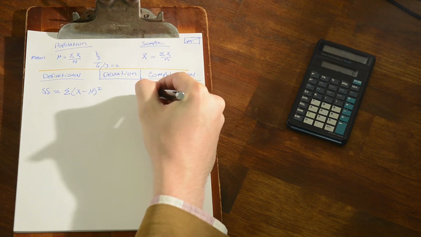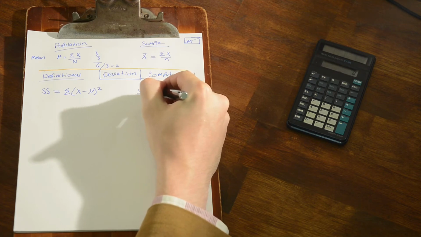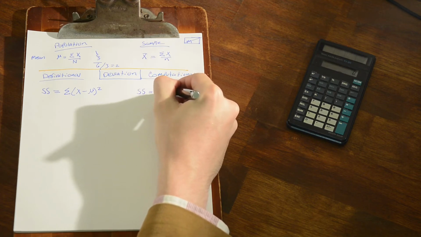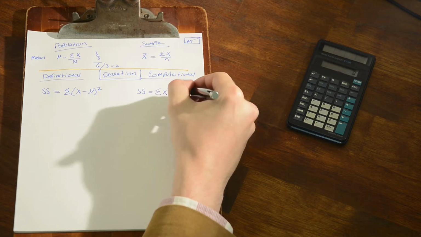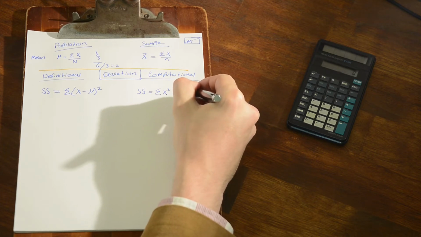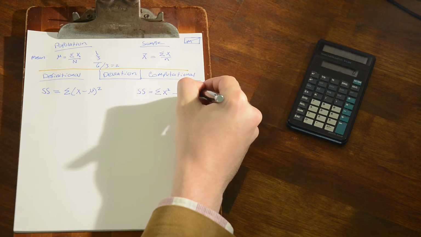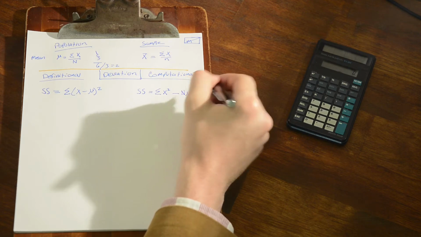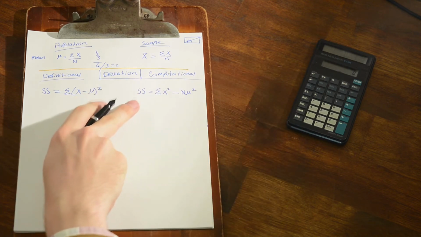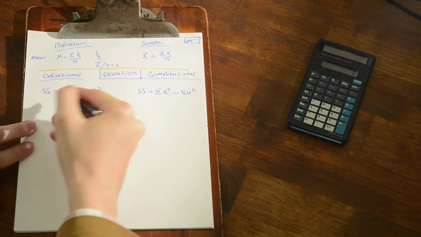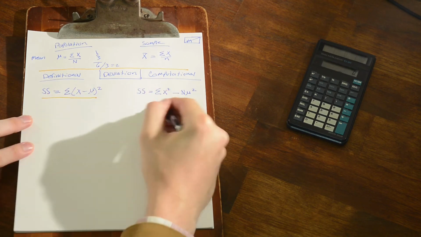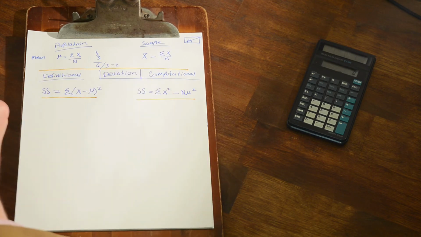For our computational formula, we use a slightly different set of symbols. So sum of squares is equal to the sum of x squared minus n times the mean squared. These will get us to the same answer with maybe a little difference due to rounding error. All right, let's go ahead and box these off so that we can tell we've moved on to the next set of formulas.